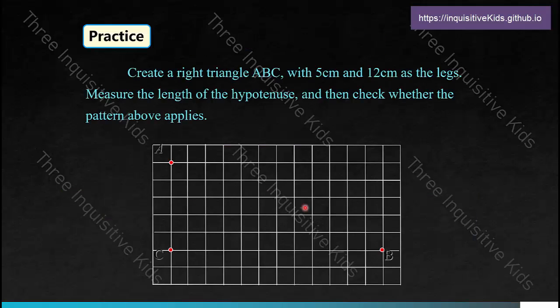So here's the practice. Create a right triangle ABC with 5 centimeters and 12 centimeters as the legs. And the legs, I want to clarify, say this is your right triangle. It's going to be the 2 sides, these are going to be the legs. These are going to be the sides that are connected to the right angle. Measure the length of the hypotenuse and check whether the pattern above applies.